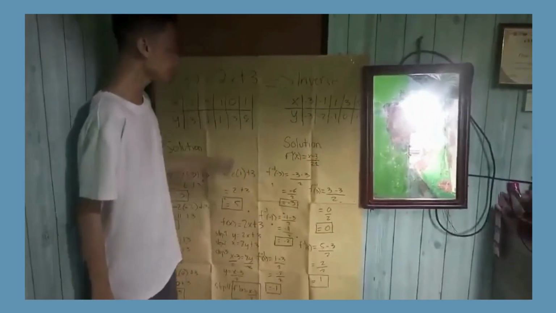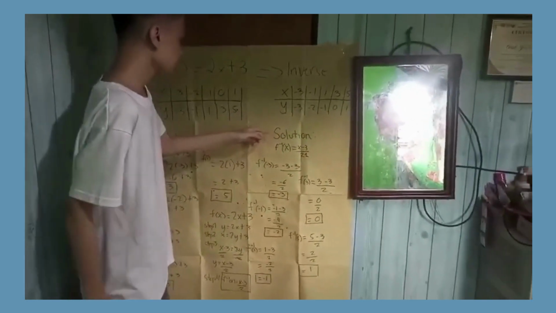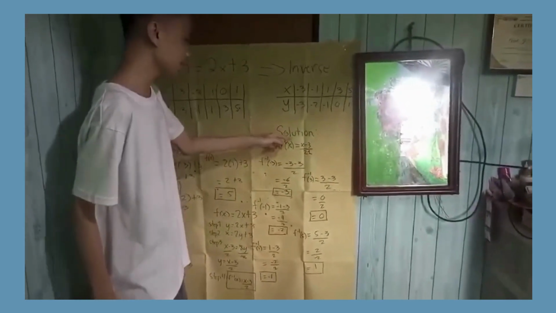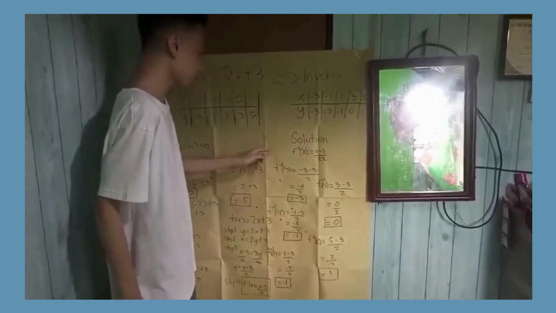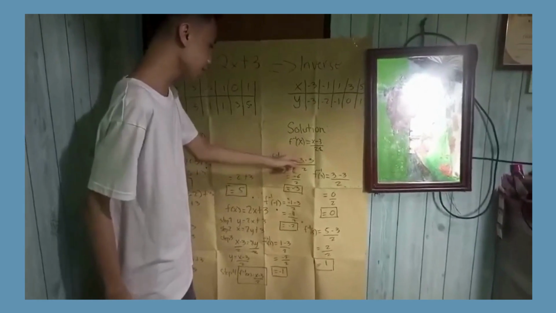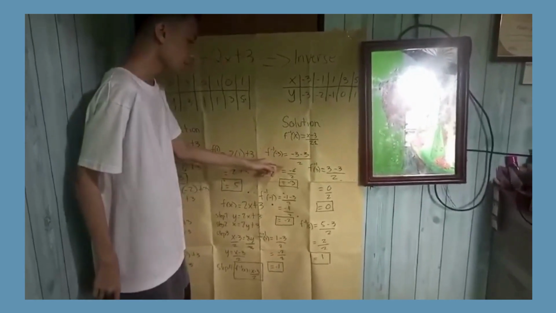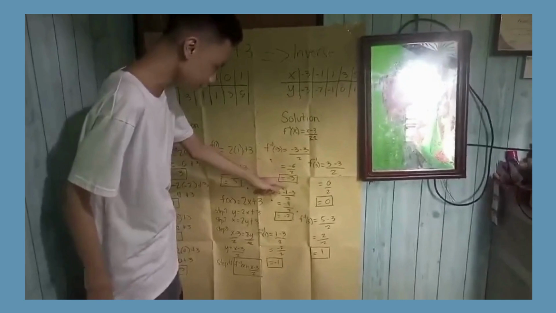Now let's move to the inverse function. The solution is f raised to negative 1 of x equals x minus 3 over 2. f raised to negative 1 of negative 3 equals negative 3 minus 3 over 2, equals negative 6 over 2, equal to negative 3.